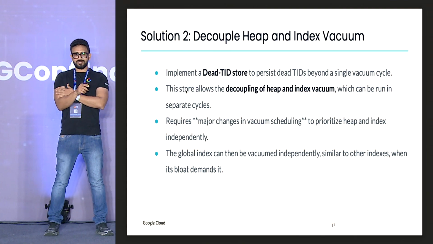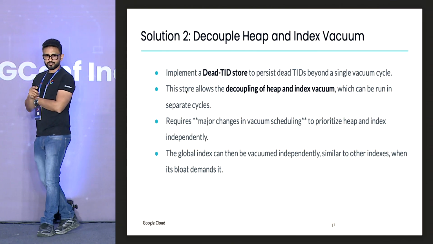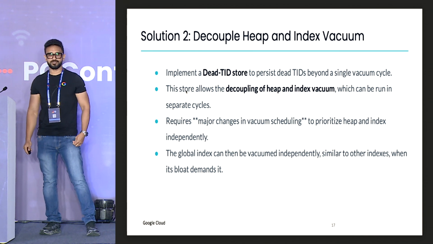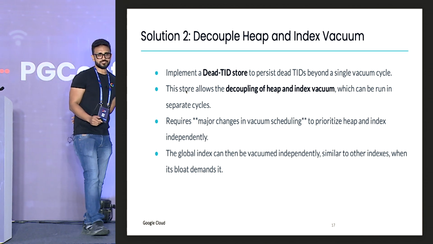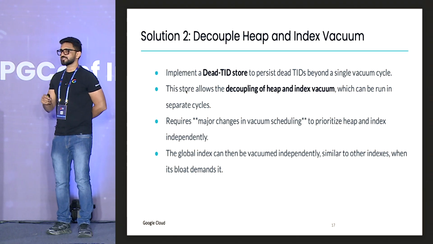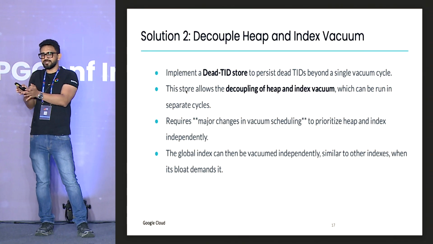So we try to work on that as an independent problem, and there are a couple of patches there providing the dead TID store for decoupling the heap and index vacuum. But there are major challenges with respect to the scheduling, right? Because now you have an extra unit of vacuuming. You need to vacuum the heap as well as you need to vacuum indexes.